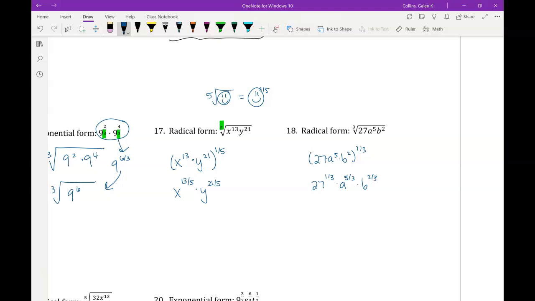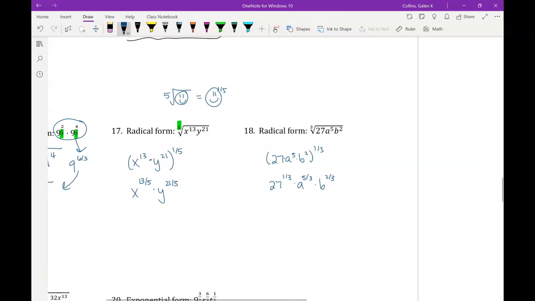And 27 to the 1/3 power is the whole number 3, because the cube root of 27 is 3, and that's because 3 times 3 times 3, which is 3 cubed, is 9 times 3, which is 27. So I could also write this as 3a to the 5/3 times b to the 2/3 power.